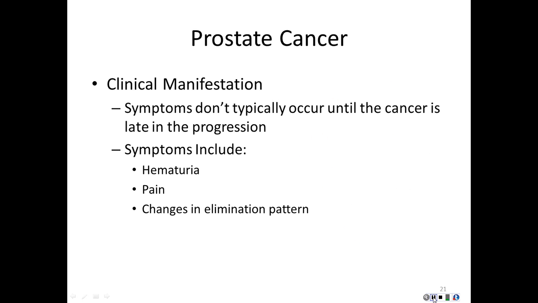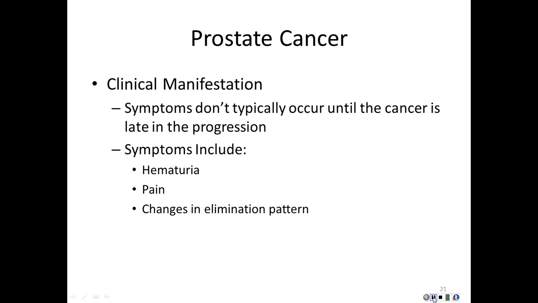So what are some of the clinical manifestations of prostate cancer? Symptoms don't typically occur until the cancer is late in progression. So the majority of your patients are going to come in, hopefully, for their routine physical and their routine PSA and routine digital rectal exam. That's when the majority of these prostate cancers are found, because patients are typically asymptomatic until we're really seeing a big change and maybe even metastasis of this cancer before we actually begin to see symptoms.